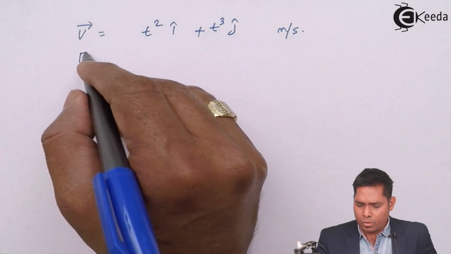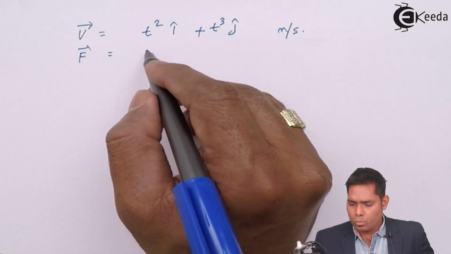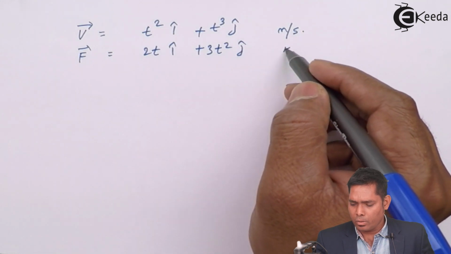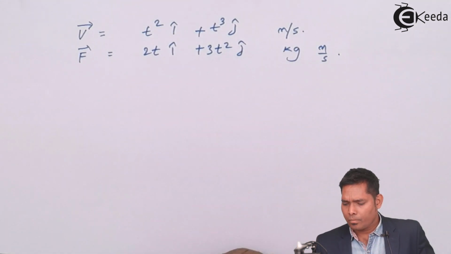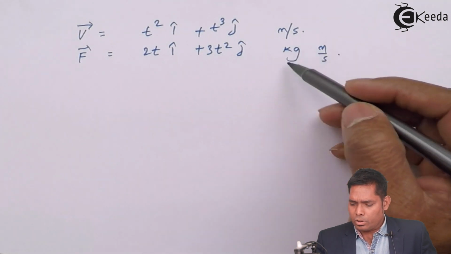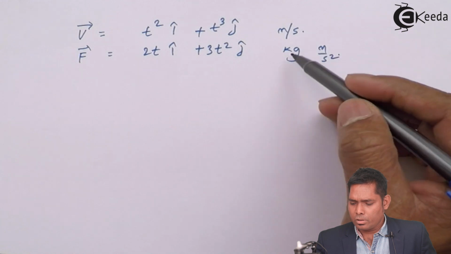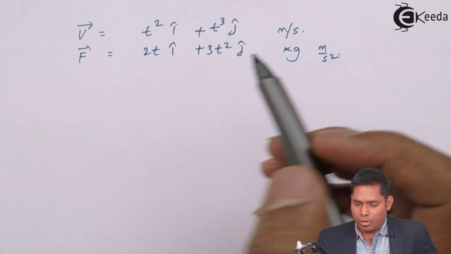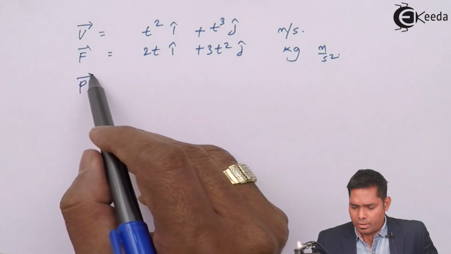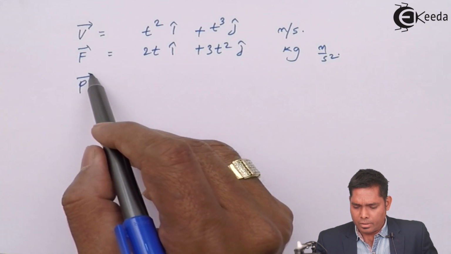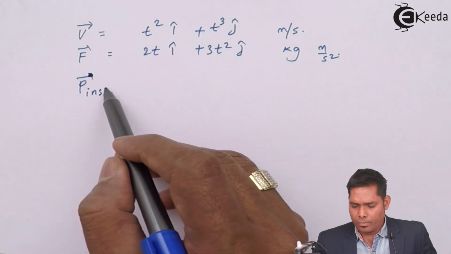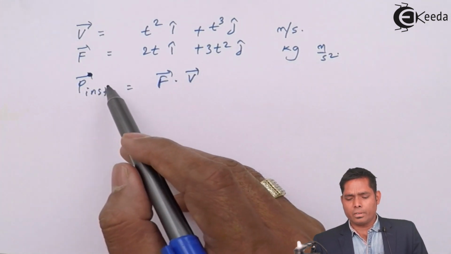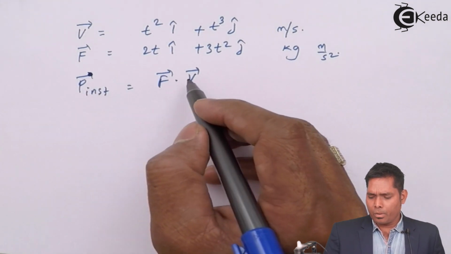As a unit, and the force vector I already had earlier, that is 2t i cap plus 3t² j cap Newton, that is kilogram meter per second squared. This is Newton, and this is velocity, meter per second. Now power is a scalar quantity. The instantaneous power equals the dot product of F dot v. The outcome of any dot product is always a scalar quantity, so power is a scalar quantity.